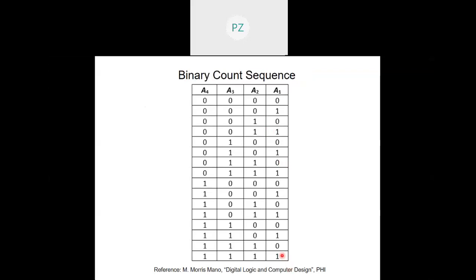Down counting is like this, right? Down counting is going from bottom to up. So you see, suppose we start with 111, it toggles at every clock pulse. Now it toggles when this is 0. You see, A2 toggles from 1 to 0 when A1 is 0 in the next clock pulse. Similarly, it toggles from 0 to 1 when this is 0. It toggles from 1 to 0 when this is 0. It toggles from 0 to 1 when this is 0. So A2 is happening like this.